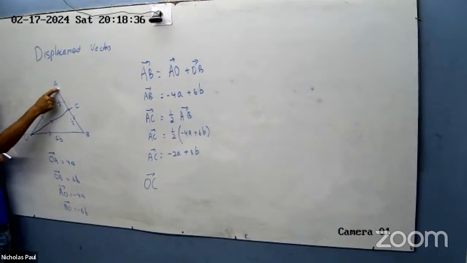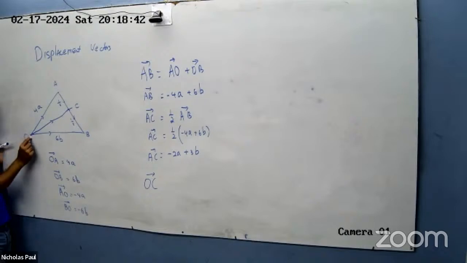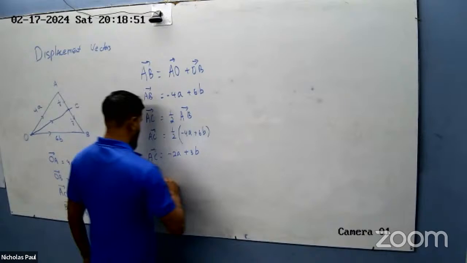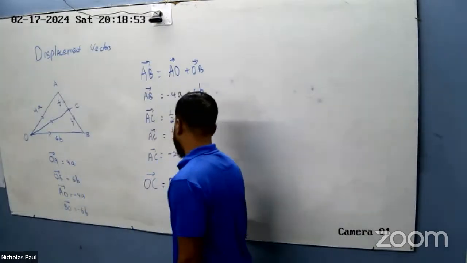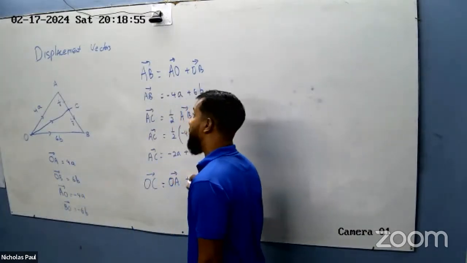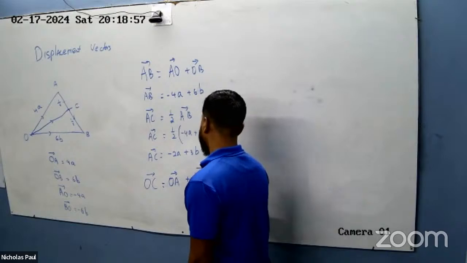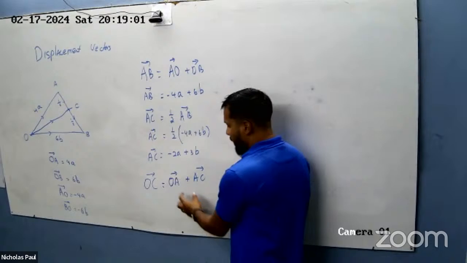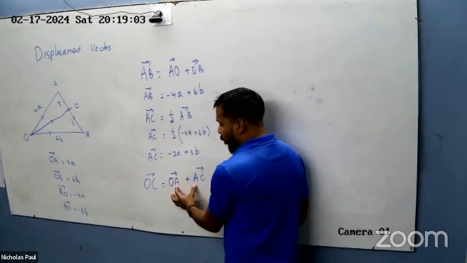O to A, and then A to C. You see that? So the alternate route from O to C is what? O to A to C. That's okay? So I'm going to write here O to A, and then add it to A to C. Right? I'm not sure if you remember me saying this last week. The letters in between should always be the same.